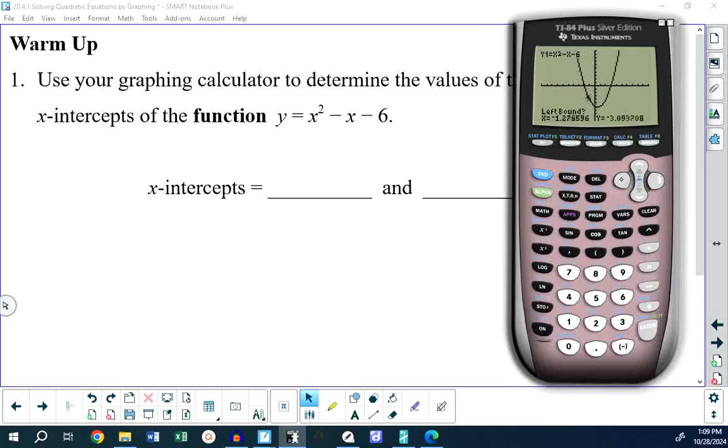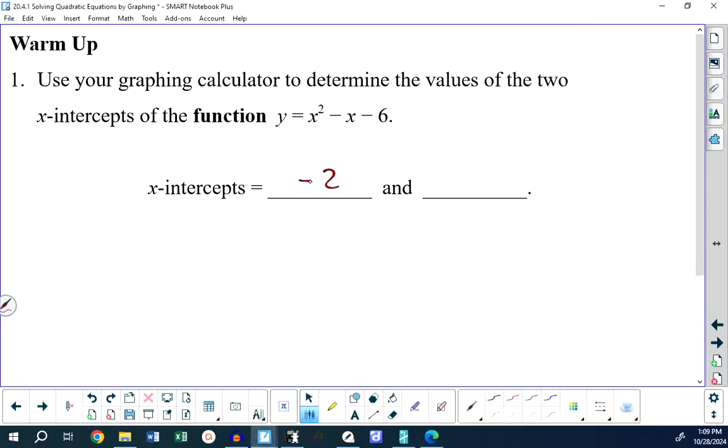We go to the left of this. We hit enter. We go to the right. We hit enter again and again. And you end up with negative 2. So one of the x-intercepts is x equals negative 2. Can you go ahead and find the other x-intercept for me? I believe it's 3. Okay. So those are the x-intercepts of this function.